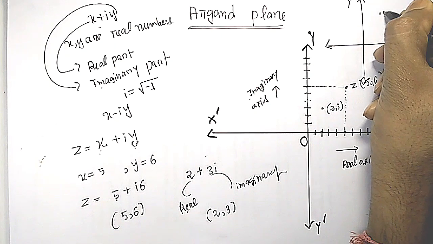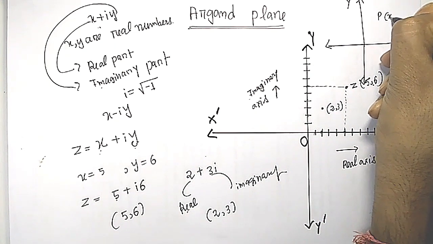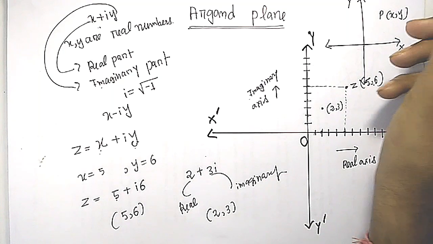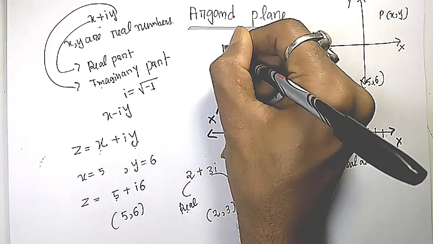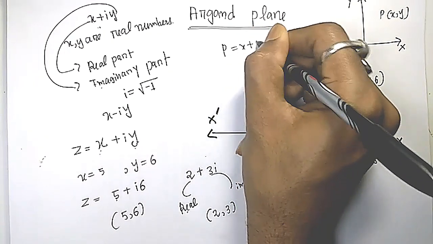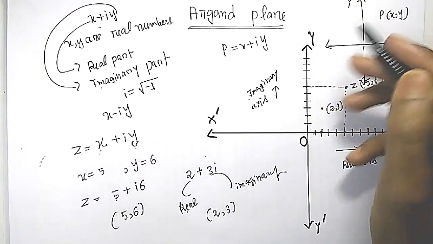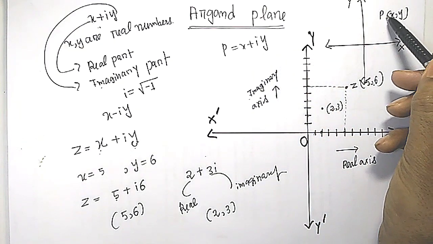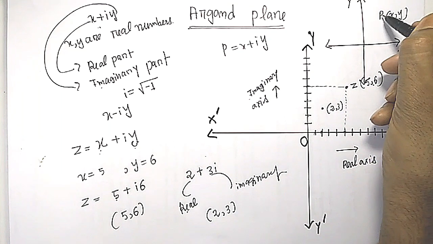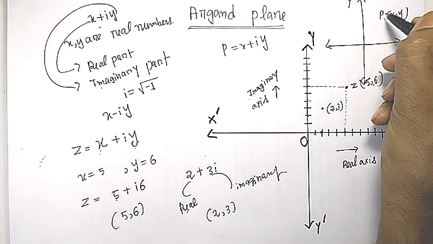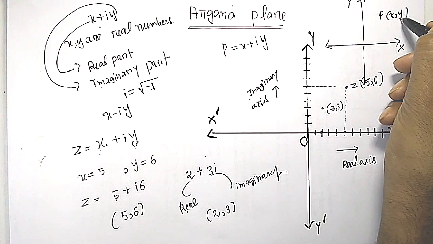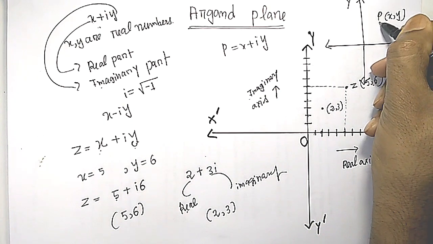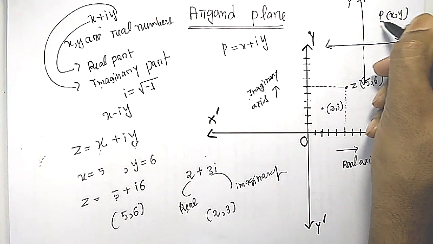And P (x, y) is a representation of a complex number. So P is x plus iy, a complex number, and the representation of x plus iy is P bracket x, y. This is the ordered pair, and this is the point P.